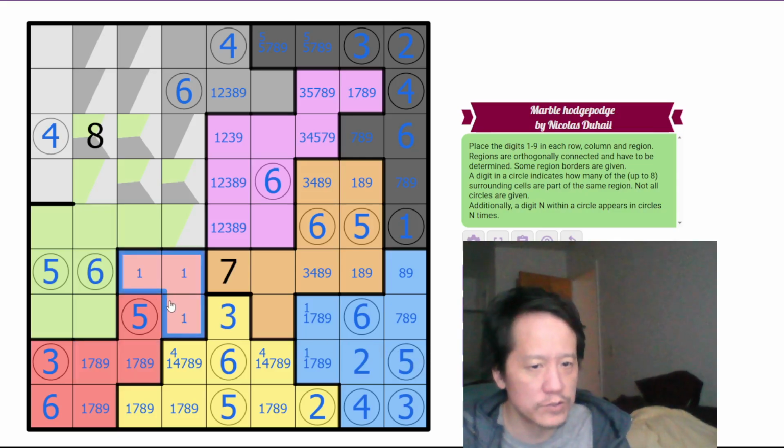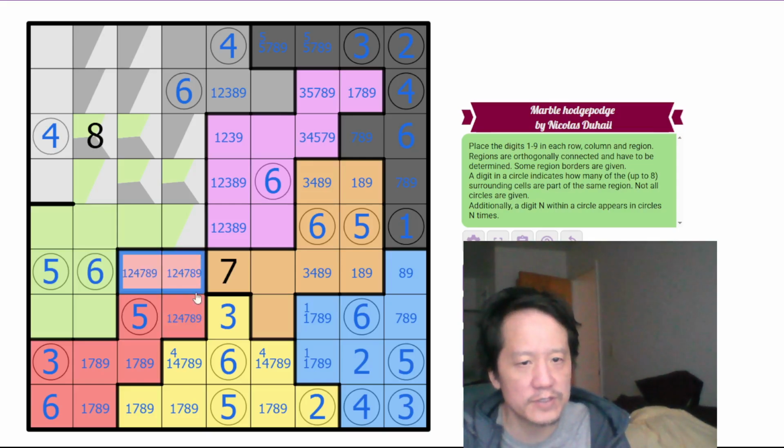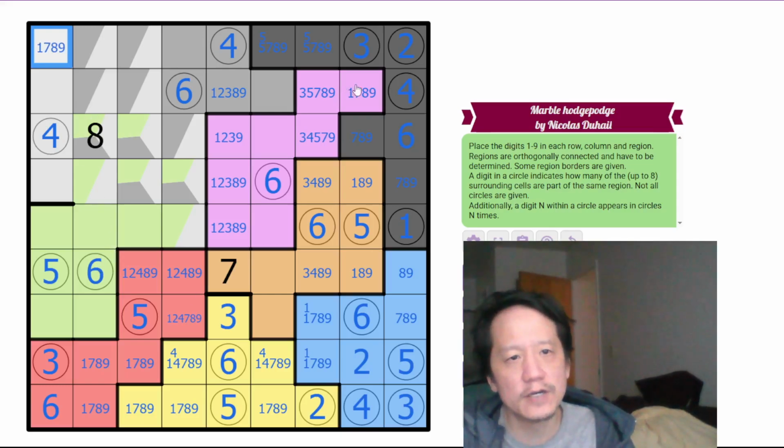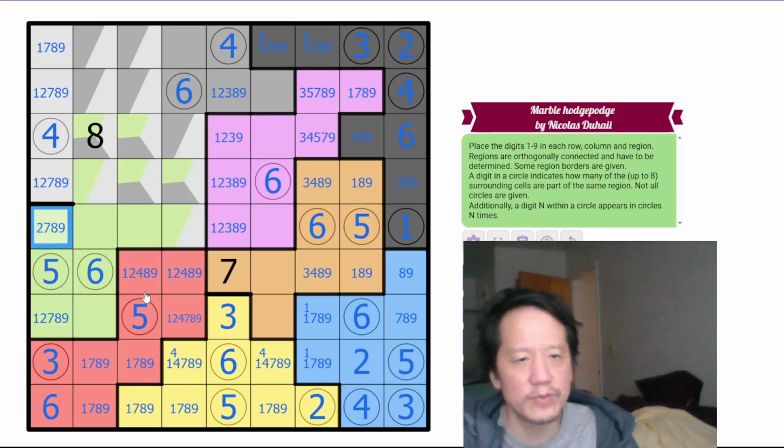This is 1, 2, 4, 7, 8, 9, but 7 cannot be here because of that 7. Remaining digits in column 1 are 1, 2, 7, 8, 9, but this can't be 2 here. 1, 2, 7, 8, 9. This can't be 1.